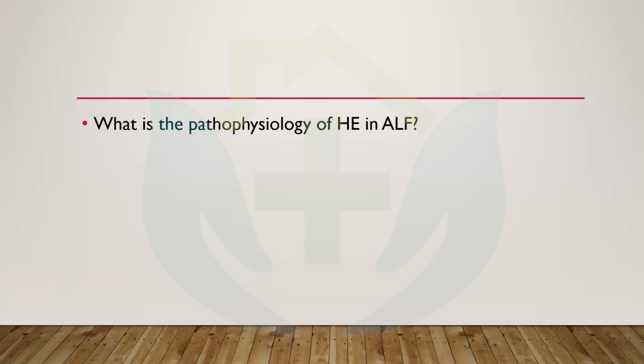What is the pathophysiology of hepatic encephalopathy in ALF? Why does hepatic encephalopathy occur in acute liver failure? What is the pathophysiology? A few points. In liver failure, the liver cannot get rid of ammonia, and it will pass the blood-brain barrier and enter.